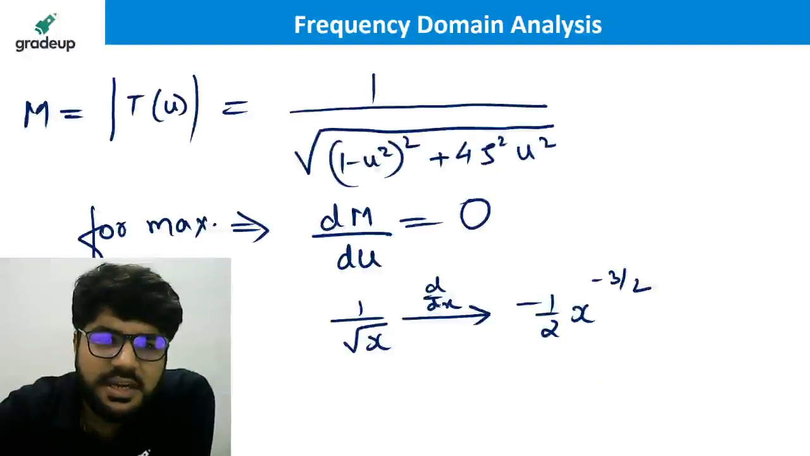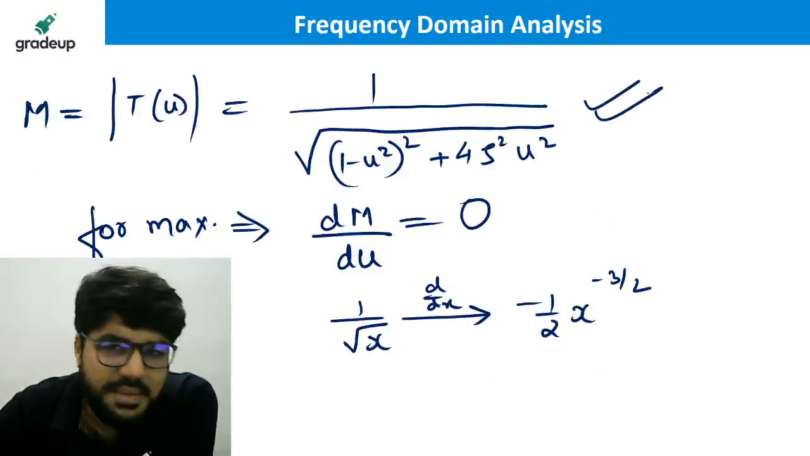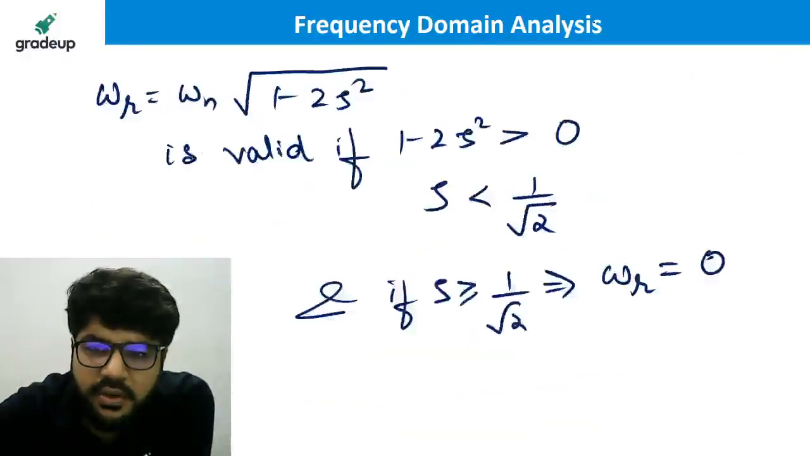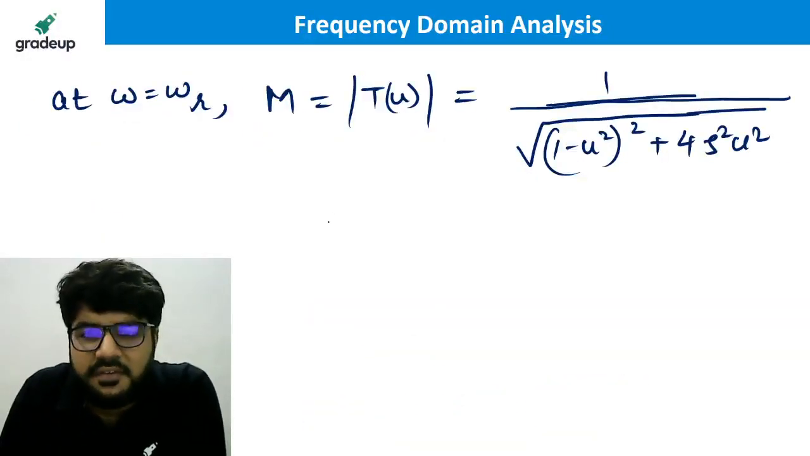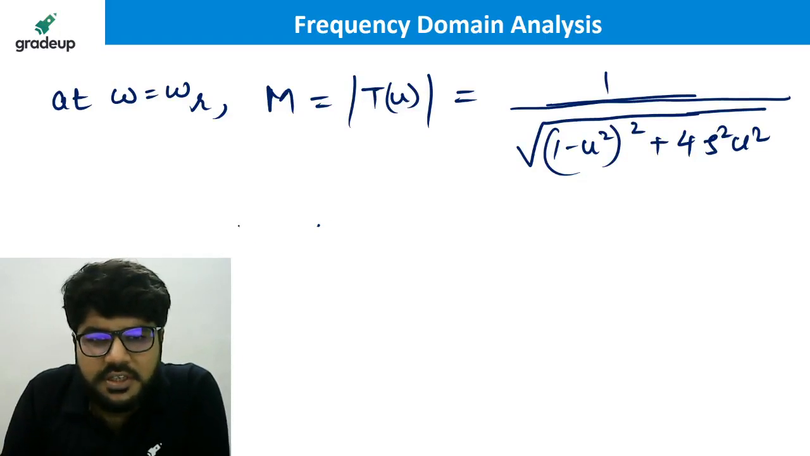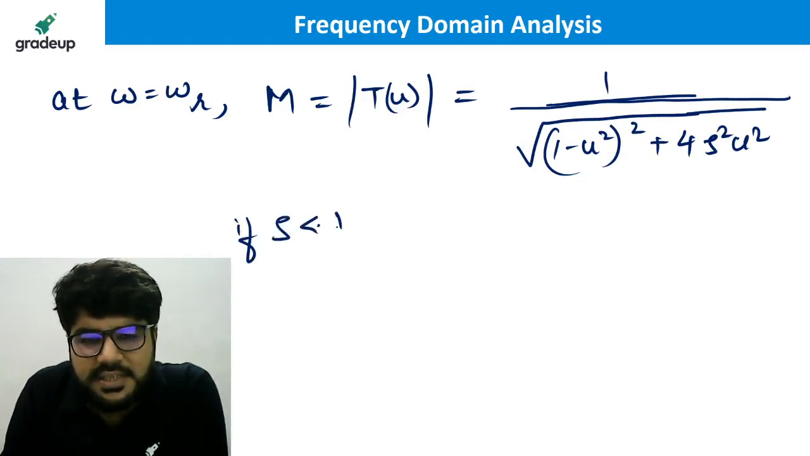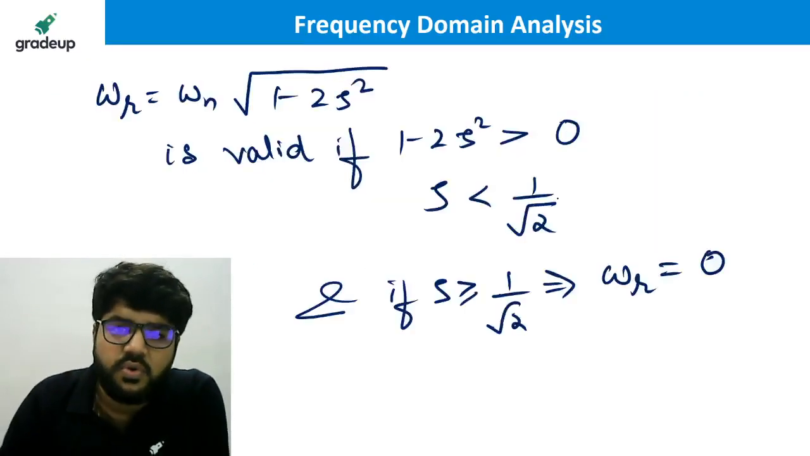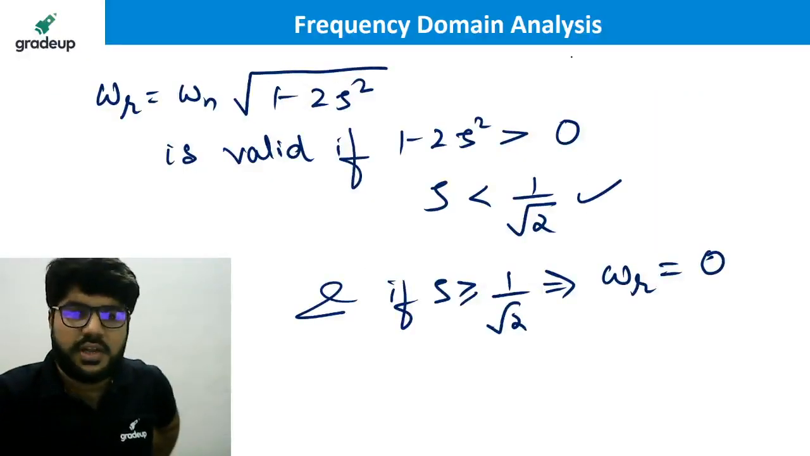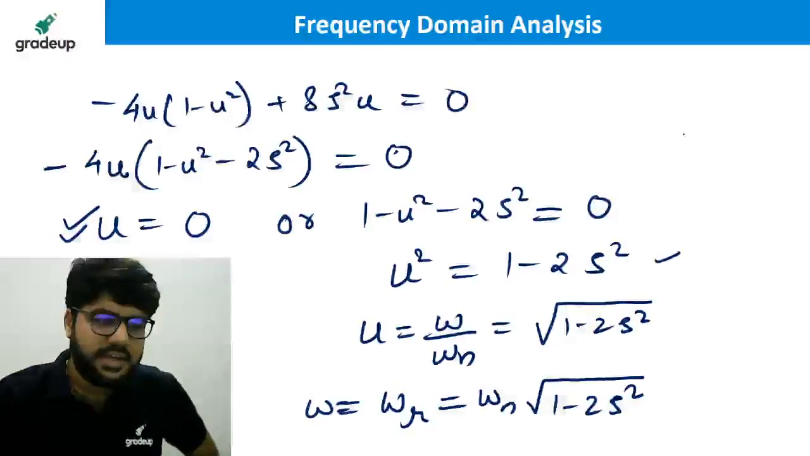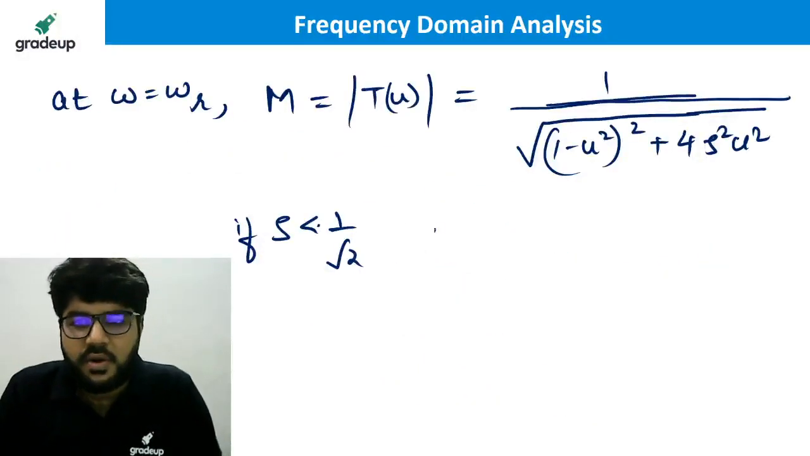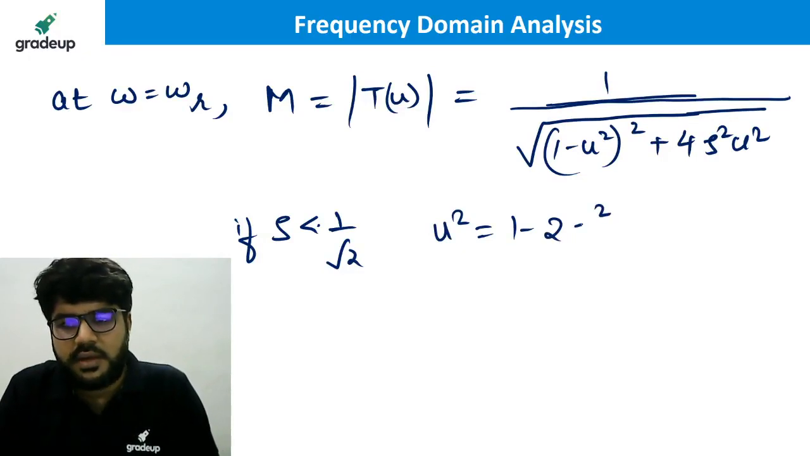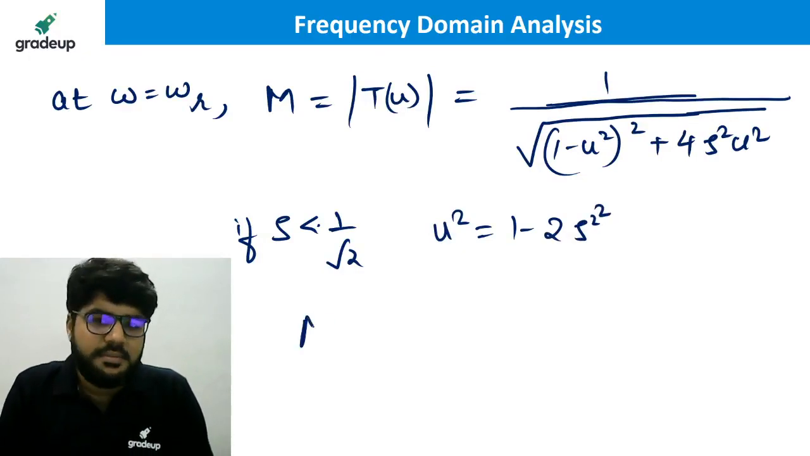Look at this function I'm talking about. This is the magnitude function: 1 upon under root of (1 minus u square) whole square plus 4 zeta square u square. So I will first take the case that zeta is less than 1 by root 2. What is the value of u square in that case? 1 minus 2 zeta square. So put u square equal to 1 minus 2 zeta square, and calculate the magnitude.